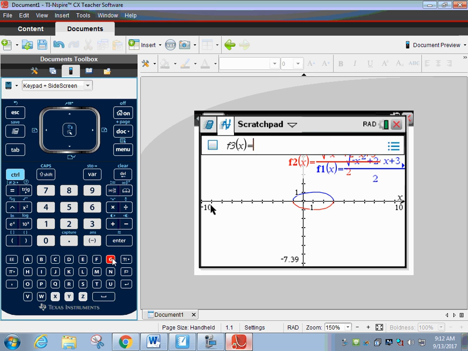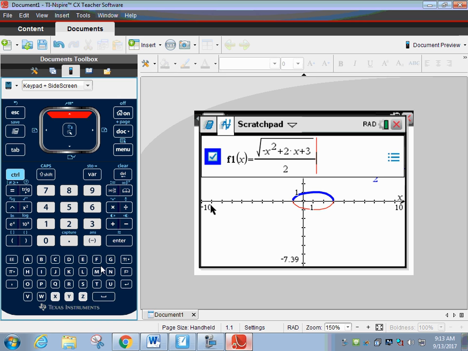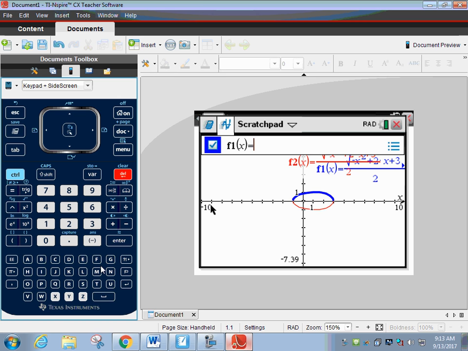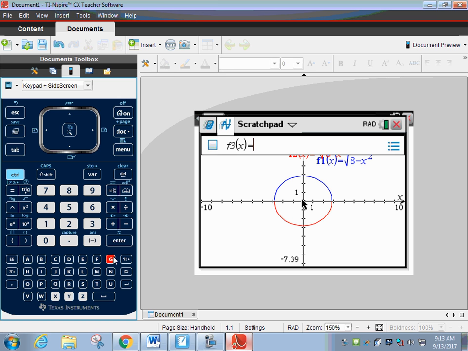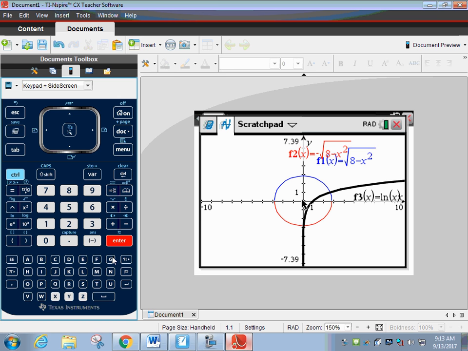Control G. Okay, so what did I say? The square root of 8 minus x squared. Control G. Negative square root of 8 minus x squared. Boom. And then Control G. Natural log of x. All right, so how many intersection points do I expect?